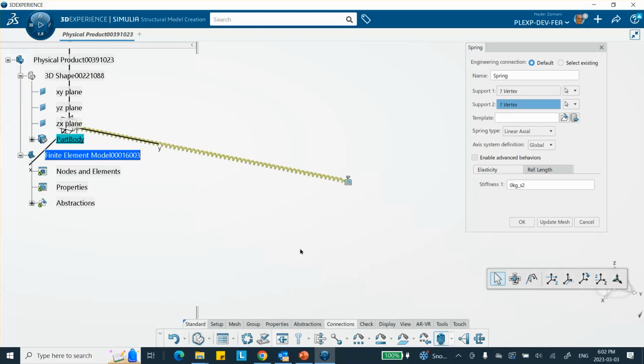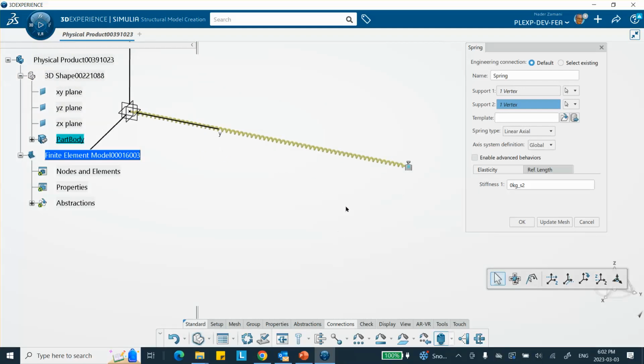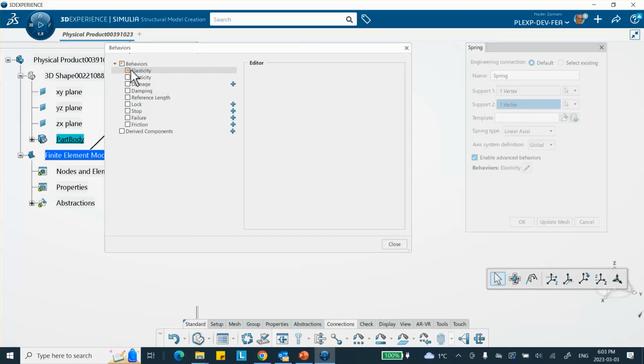Now the length of this is immaterial for us at least, and first of all, the stiffness is 4 kilogram per second squared, which is essentially Newton per meter. In order to include the damping here, so a single spring dashpot element basically, you have to select enable advanced behavior, and you click on the pen. Notice that ordinarily if you click on the elasticity, it tells you that it's along the x-axis, but this x-axis is the local axis.